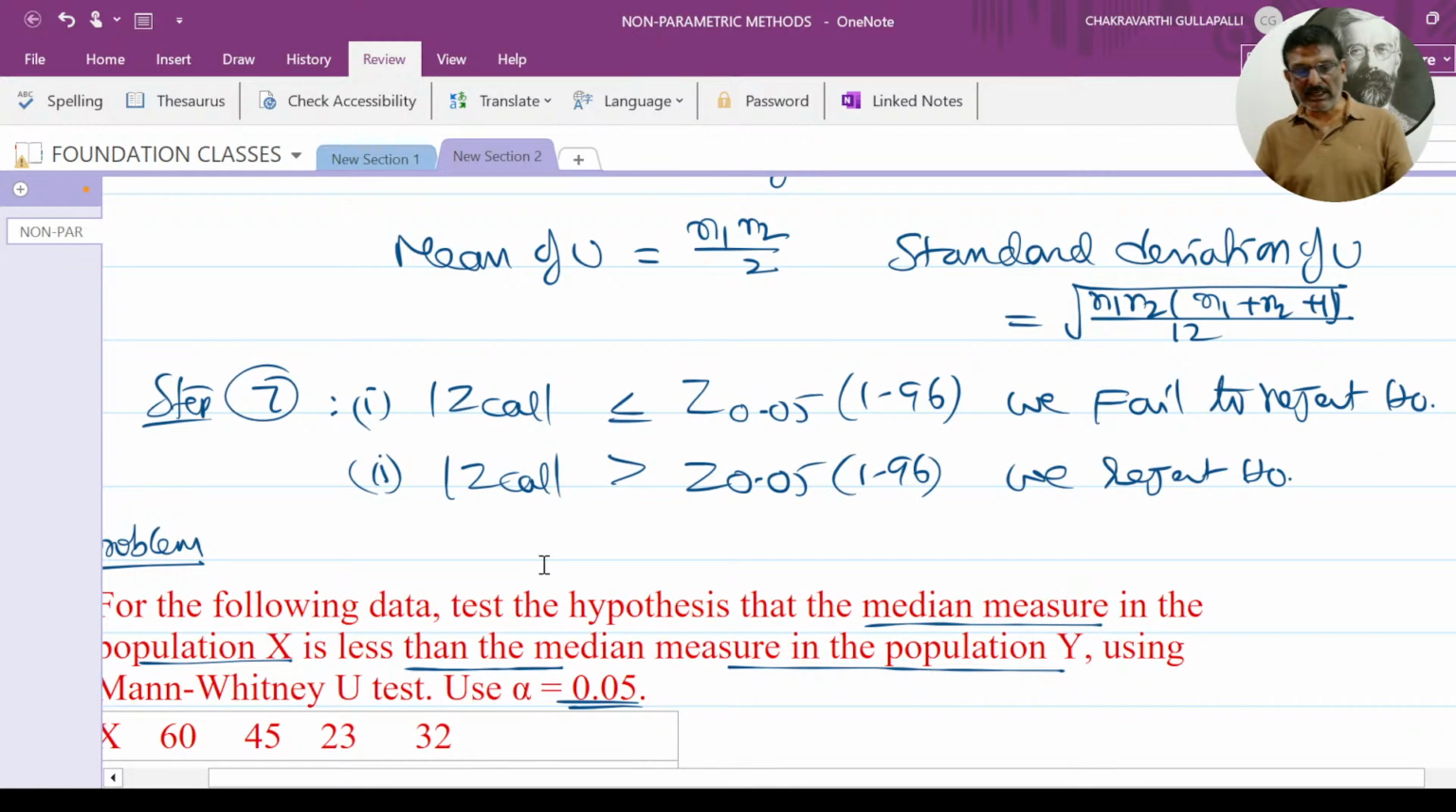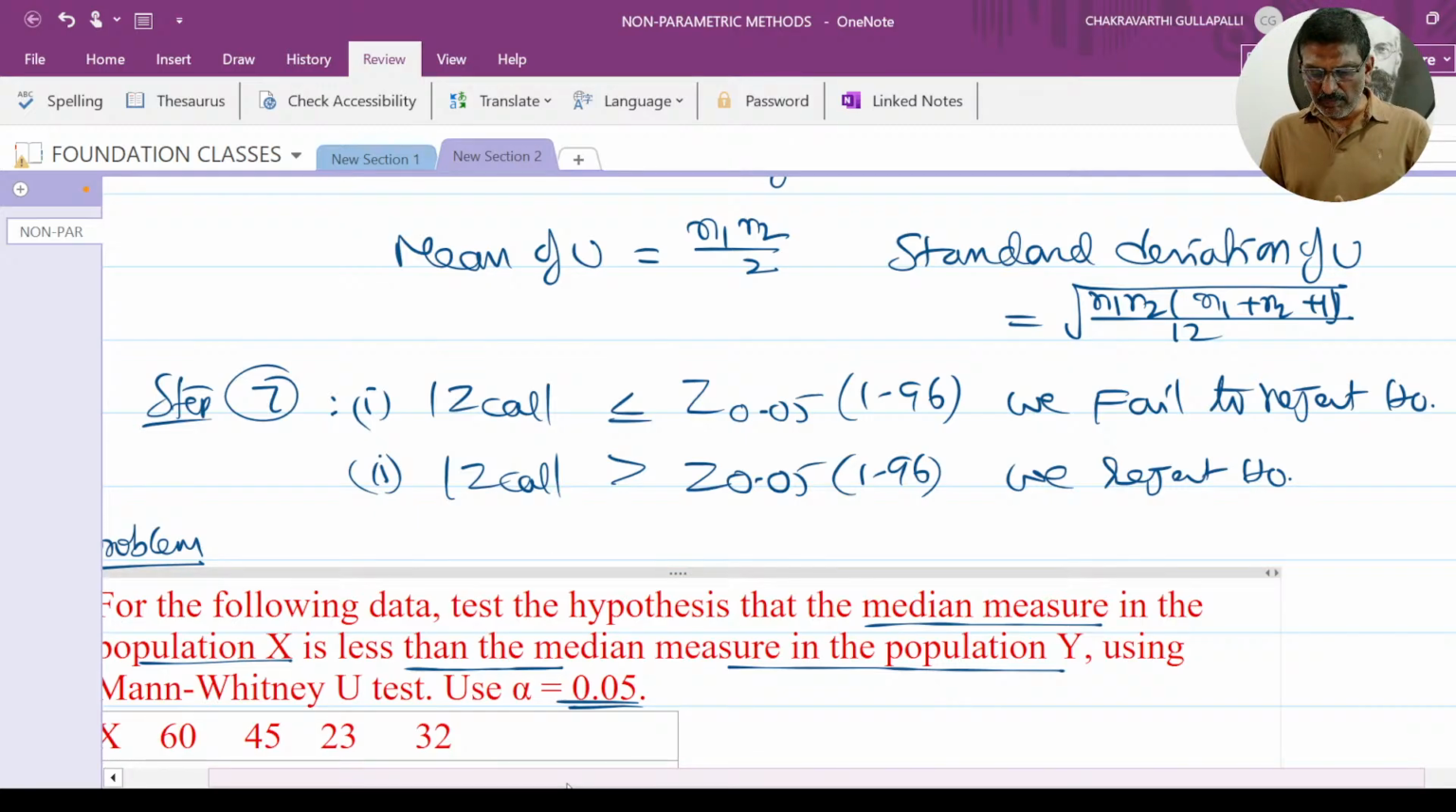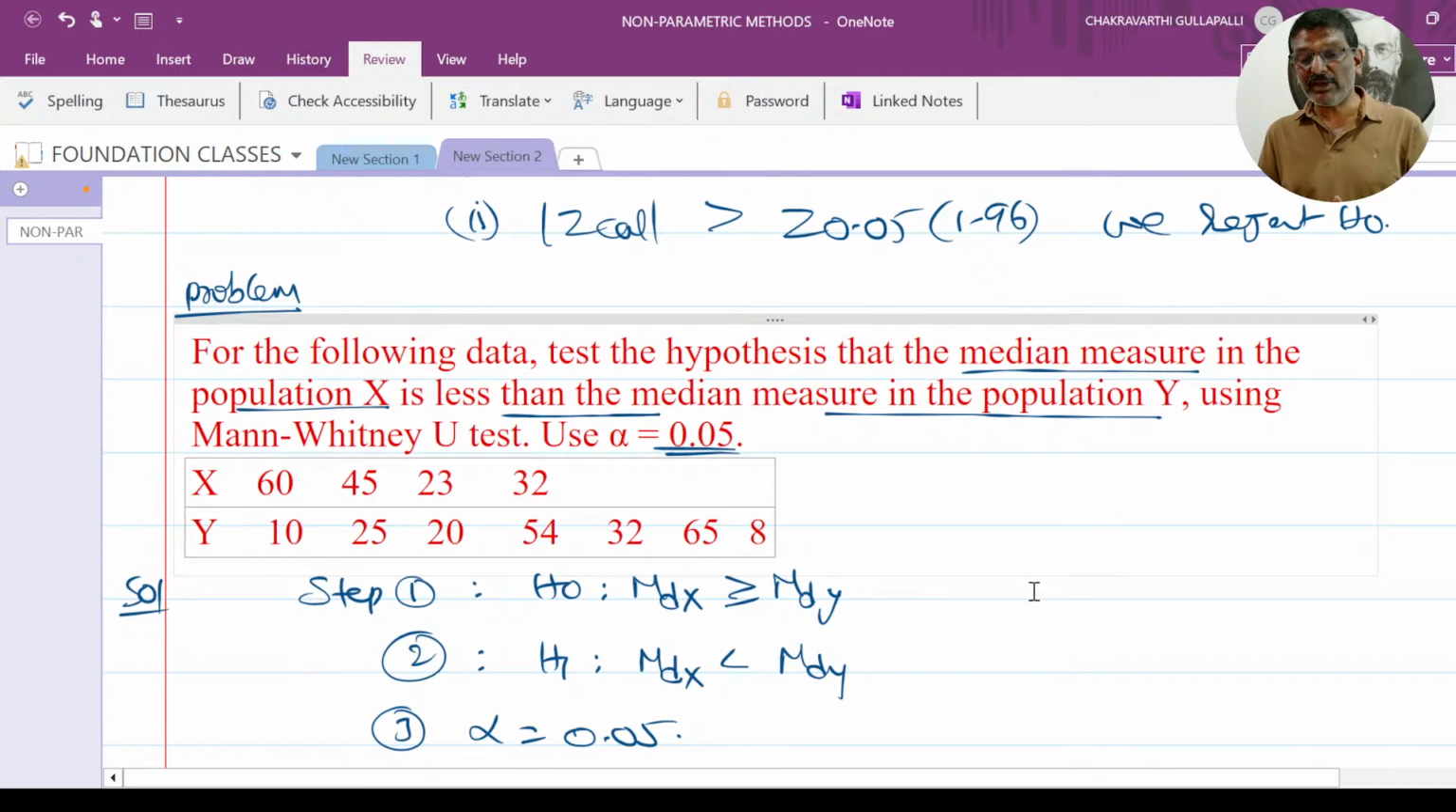In step number 7, if the modulus of Z calculated is less than or equal to the Z table value at 5% level of significance, which is 1.96 for a two-tail test, and 1.645 for a one-tail test, and for the 1% case 2.58 and 2.33 respectively, then we fail to reject H naught. Otherwise, we reject H naught. So one problem is required for understanding the Mann-Whitney U test.